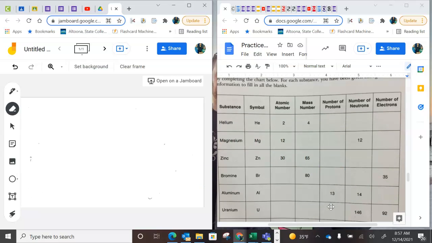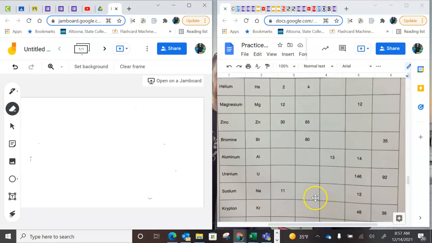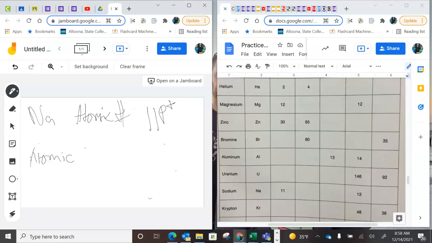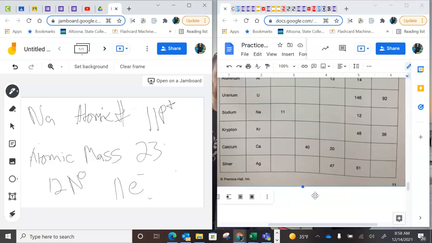I'm going to pick one that's a little bit more difficult. Let's say we do sodium. So sodium is Na. Sodium has an atomic number of 11. So if its atomic number is 11, that means it has 11 positive protons. The mass number is going to be the number of protons and neutrons, so it's 11 plus 12, which is 23. It has 12 neutrons. In fact, it tells you that right there. So if it has 11 positives, it's going to have 11 electrons that are negative. And you guys will be filling this in as you go.